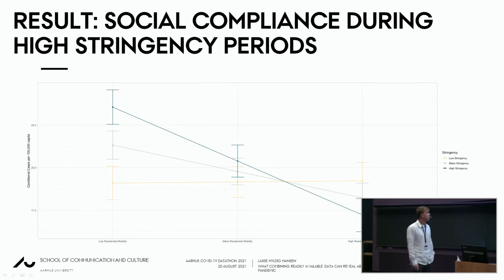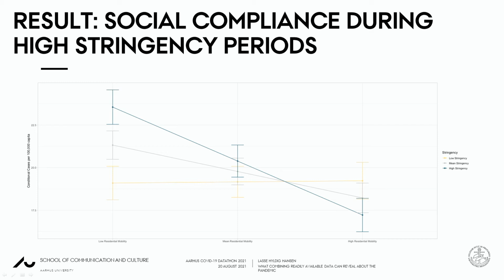So, result number 1. What you see here is a visualization of how I've plotted an interaction. The y variable, the dependent variable of the model, is incidence per 100,000 capita. And the x variable shows low residential mobility, mean residential mobility, and high residential mobility. And the 3 colors show low stringency, mean stringency, and high stringency.